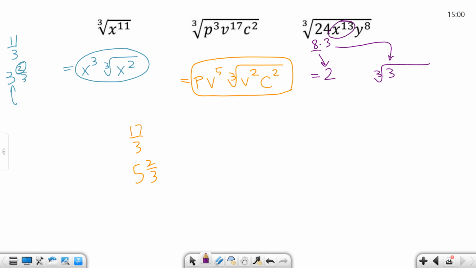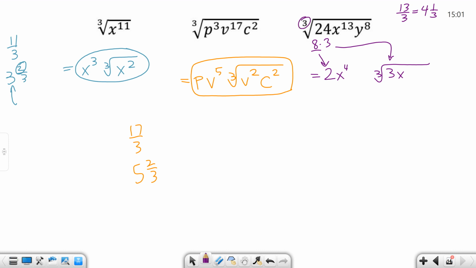So then here, x to the 13th. How many times does 3 go into 13? Well, 3 goes into 13. Let's see. 13 over 3 is 4 1/3, right? 4 times 3 is 12 with 1 left over. So guess what the 4 is? The 4 is the power out here, x to the 4th. That's this 4, okay? And then how many x's are left in here? 1, because this 1 says there's 1 here. So 4, x to the 4th out front, and then x under the radical.